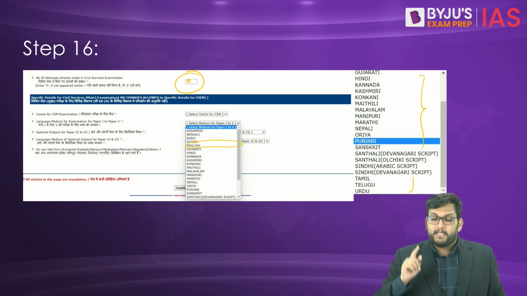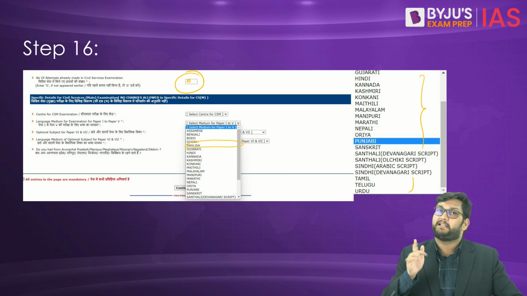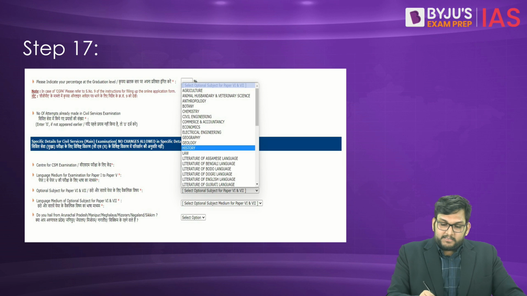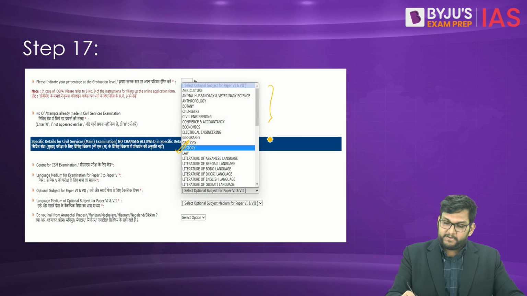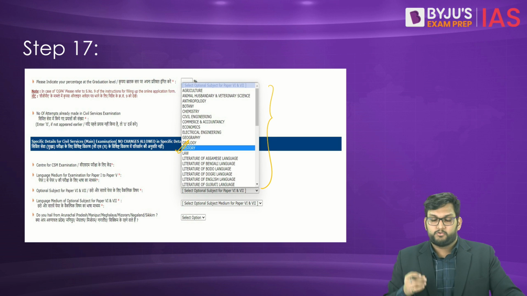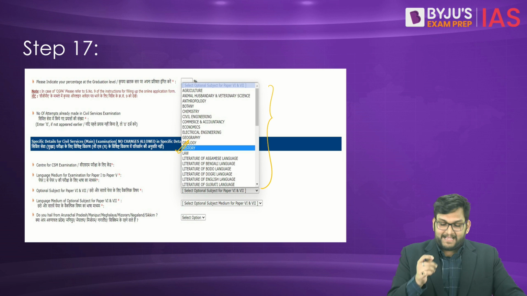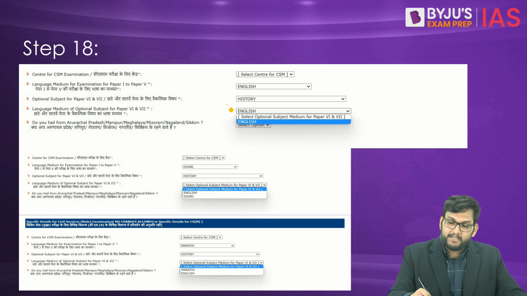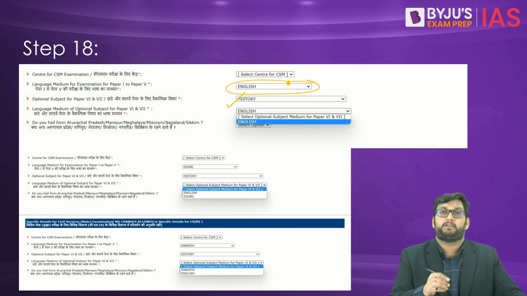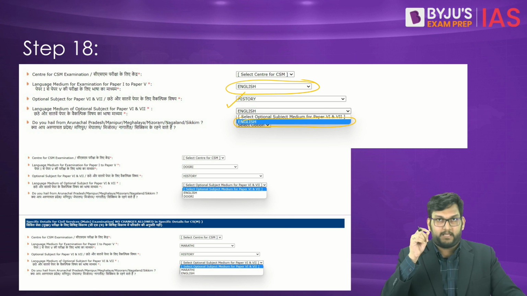Now, there's a connected concept. For example, you chose English. Then you chose your optional as history. So the optional papers which are available will come in front of you. You chose history. So now they will ask you in the next option, what is the language medium for you in history? So you chose for GS paper 1 to 4, English. So it will only show English if you chose English here for history.